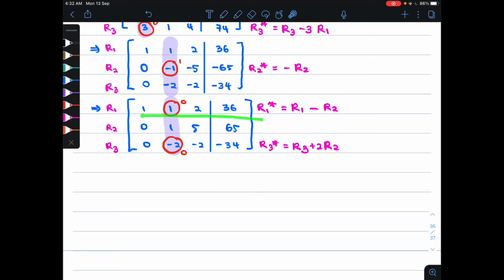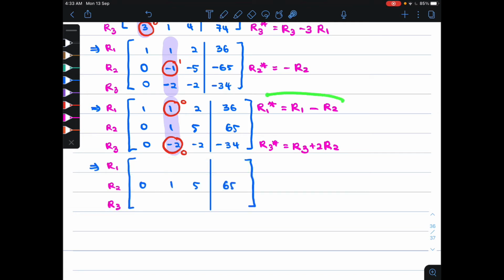So only R2 remains the same. So just copy down R2. So find the new R1 using this formula and your calculator.